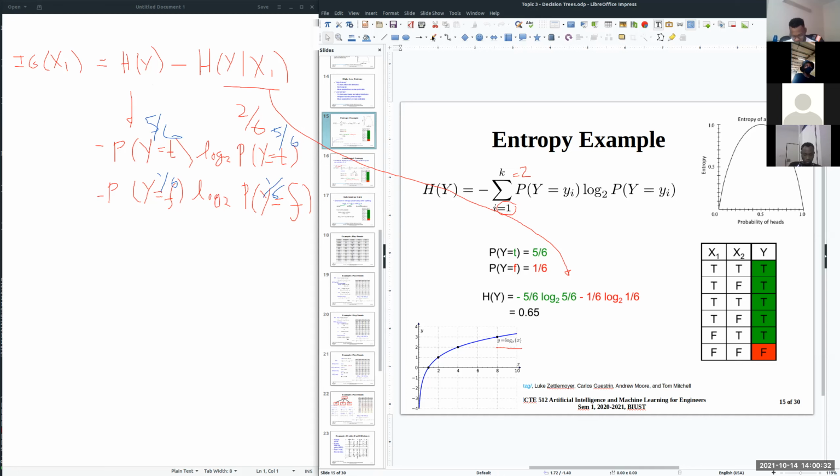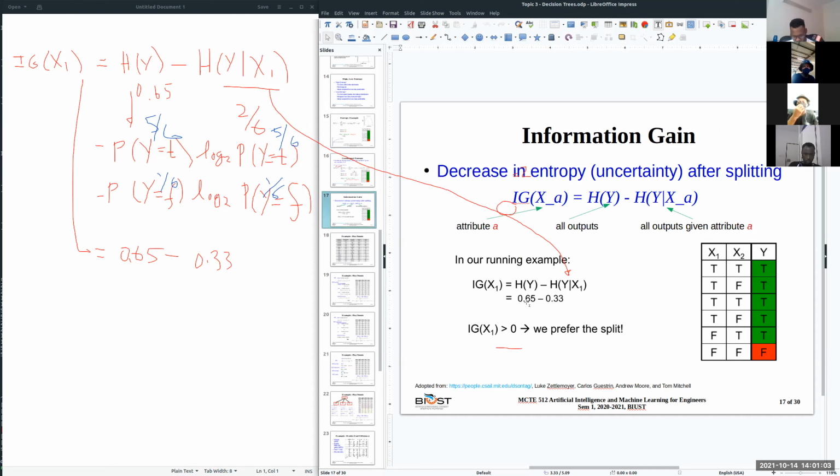So that's 0.65. Now this is 0.65 minus 2/6, or 1/3. What is 1/3? 0.33. So now the information gain is 0.65 minus 0.33. What is that value? It's 0.32.